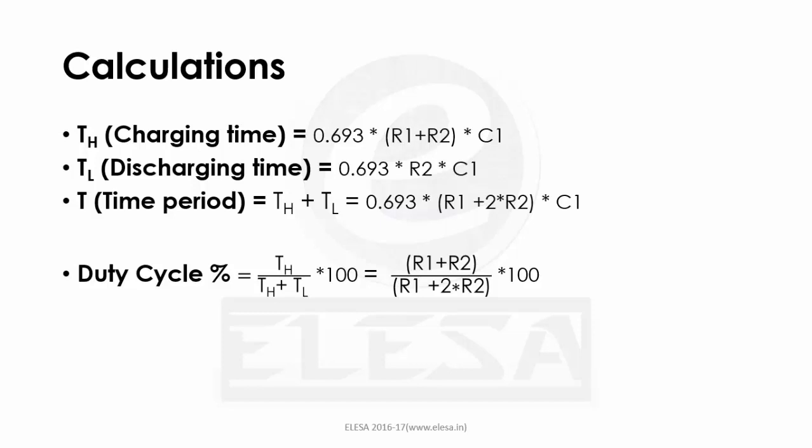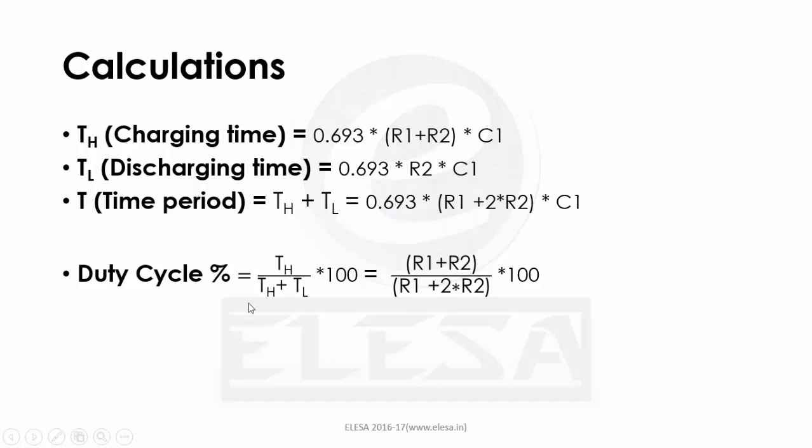These are some calculations regarding astable multivibrator. Since we have seen that the capacitor charges through R1 and R2, the charging time TH is given by 0.693 into (R1 plus R2) into C1. But since the capacitor discharges only through R2, the discharging time TL is 0.693 into R2 into C1. So from that we get the time period as TH plus TL, that is 0.693 into (R1 plus 2R2) into C1.